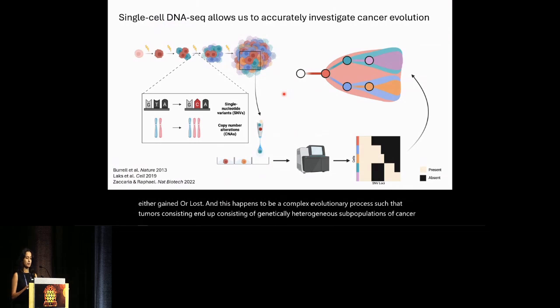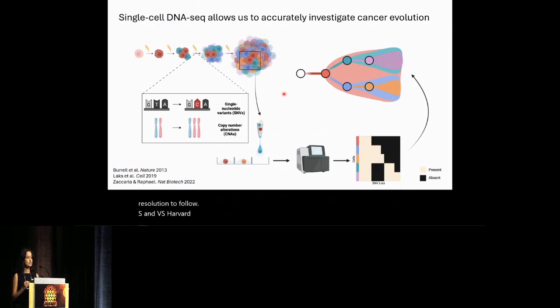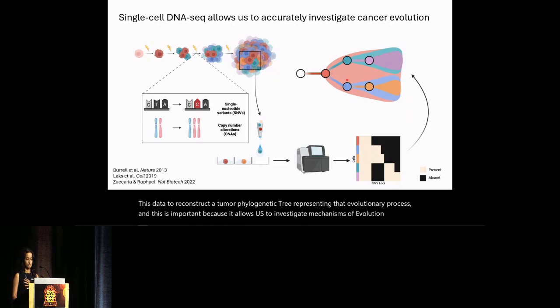cells. And by applying single-cell sequencing technologies, we ideally would have the resolution to follow SNVs harbored in single cells and use this data to reconstruct a tumor phylogenetic tree representing that evolutionary process. And this is important because it allows us to investigate mechanisms of evolution and has many clinical implications.